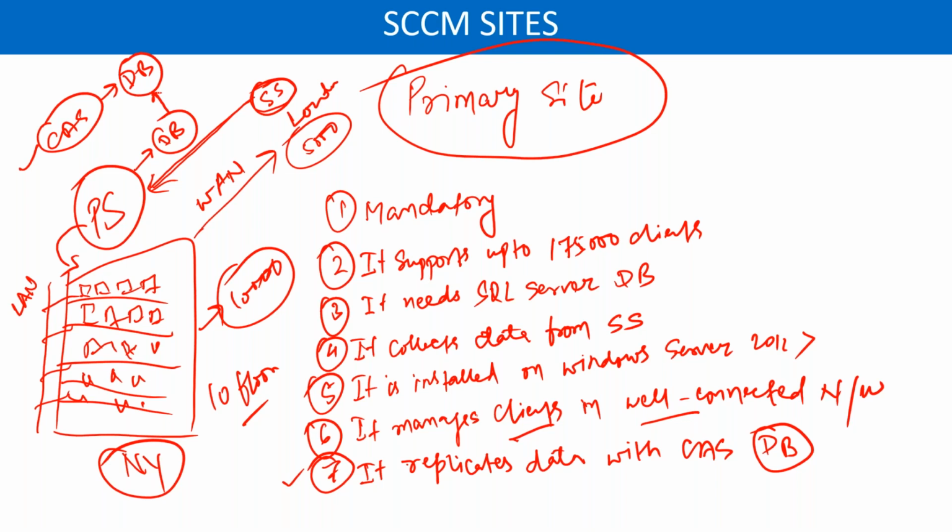Okay. Without this, you can't manage your devices. So you must have a primary site. That's mandatory. It supports up to 175,000 devices. It needs SQL Server database. It collects data from secondary site. It is installed on Windows Server 2012 and greater. It manages clients in a well connected network. It replicates data with CAS database. Okay, that's the primary site, guys.